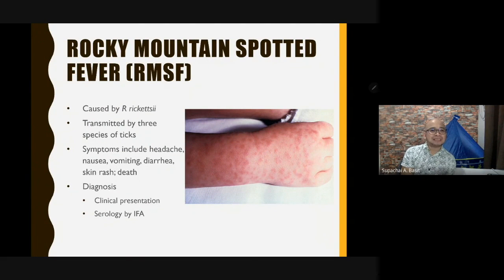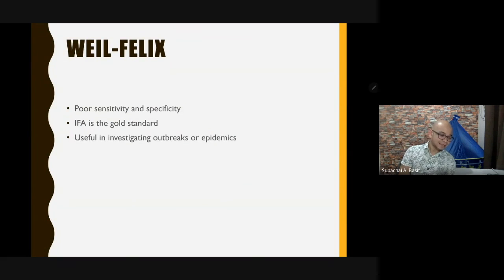Okay, so Rocky Mountain spotted fever is caused by Rickettsia rickettsii, and it is transmitted by 3 species of ticks. Symptoms would include headache, nausea, vomiting, diarrhea, skin rash, and even death. So the clinical presentation is this. There's a rash. And serology. Nowadays, the Weil-Felix test is losing its popularity. A more specific test is the indirect fluorescent assay. Why? Because the Weil-Felix test has poor sensitivity and poor specificity.